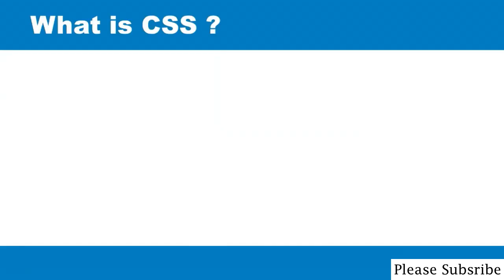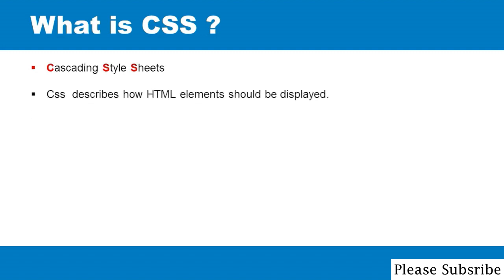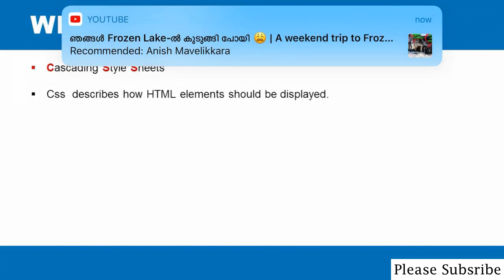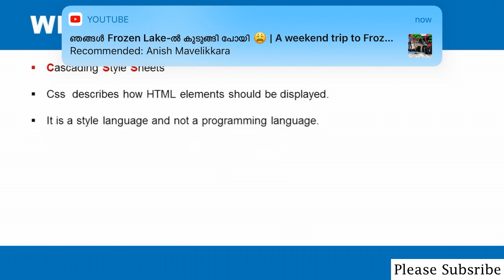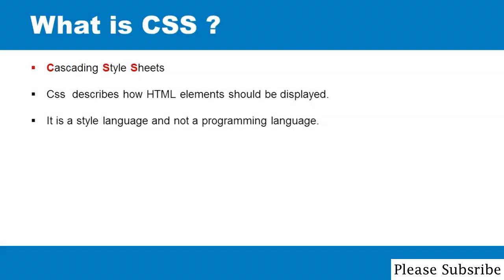What is CSS? CSS stands for Cascading Style Sheets. CSS describes how HTML elements should be displayed. CSS is what is referred to as a style language and not a programming language. CSS is the code you use to style your web page.